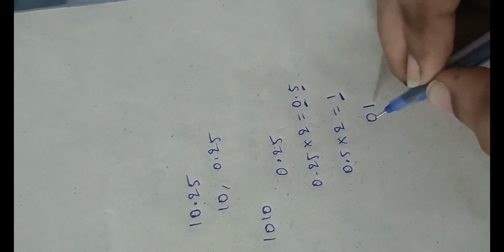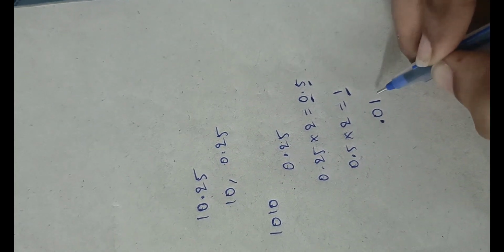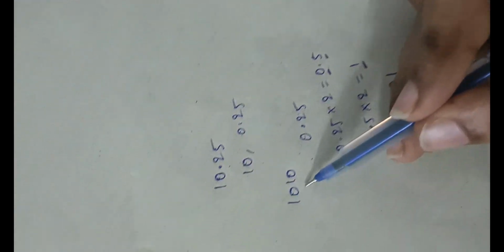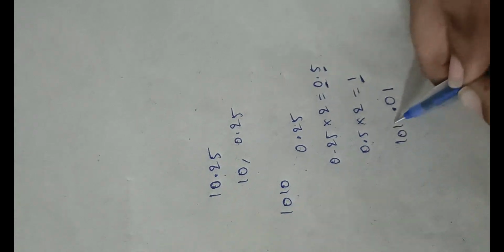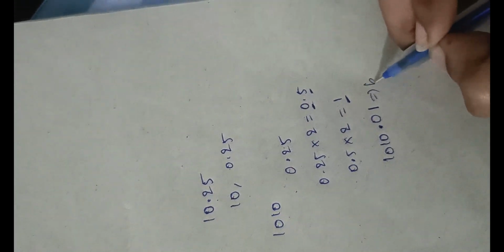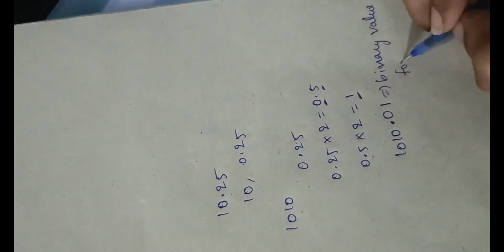Here 0, 1 are the binary values for 0.25, and these are placed after the decimal point, and the binary value for 10 is 1010. Here we got the binary value for 10.25.